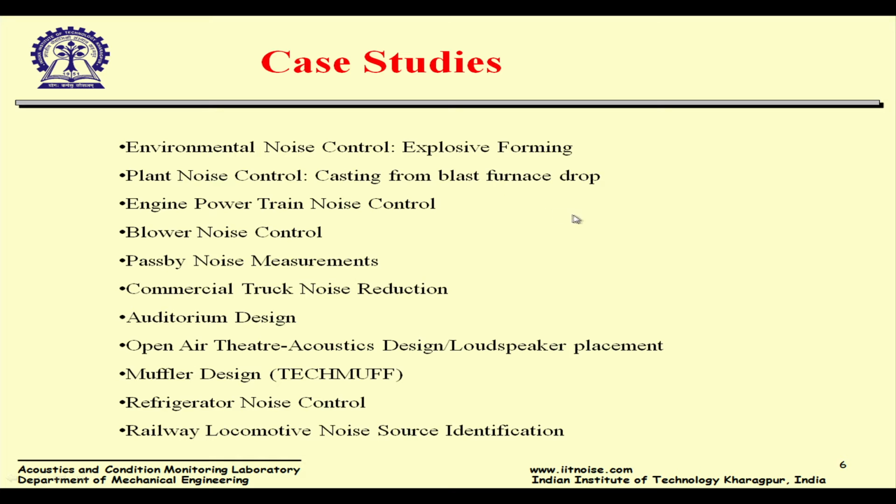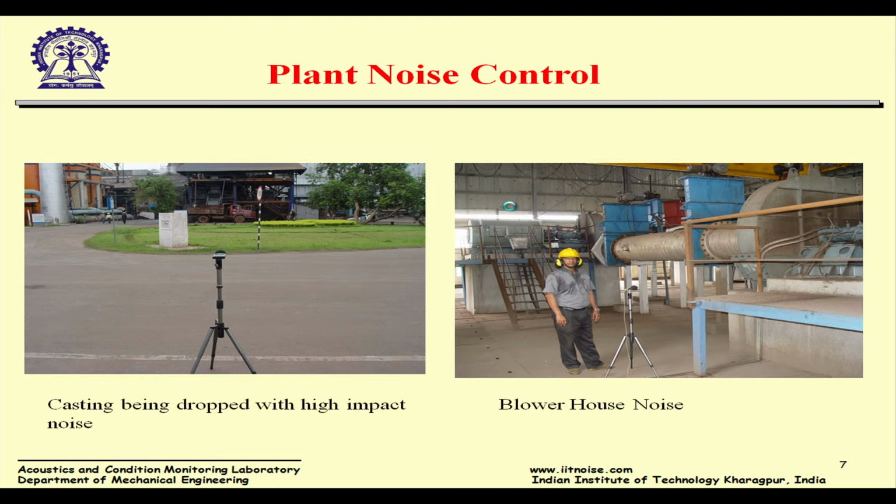Now the next one is plant noise control. We have a small steel plant, where from the blast furnace, if you can see a truck out here, when the castings are done, they come through a conveyor and then they drop onto this. The castings have just come out of the blast furnace, so they are very hot, and they are metal, so they drop, and they make this impact noise, tung, every time. So people in the plant are irritated by this dropping impact noise.